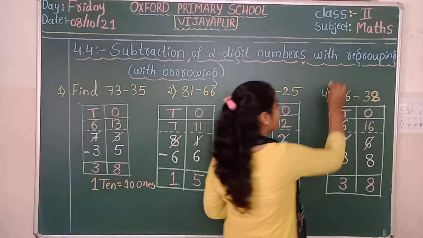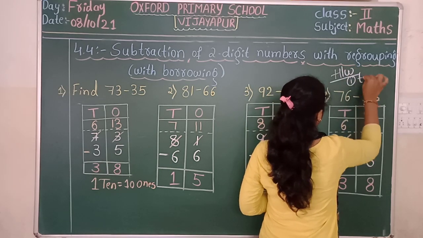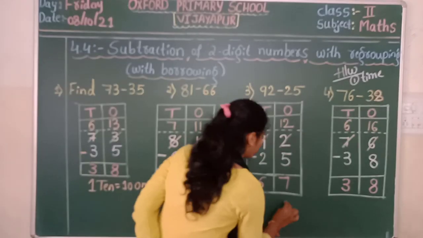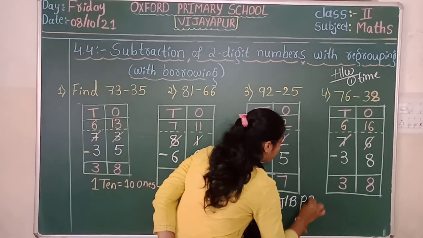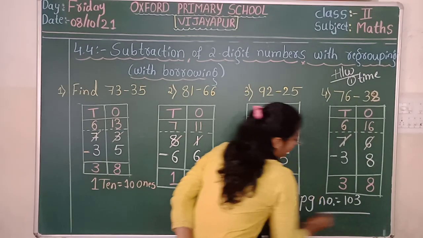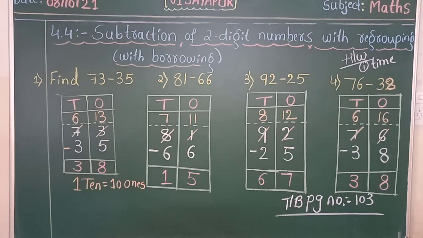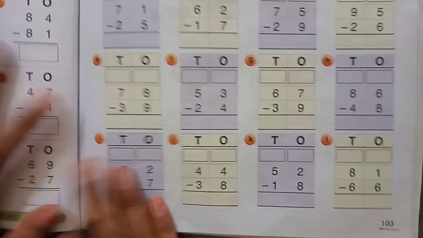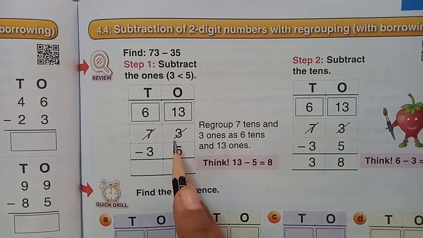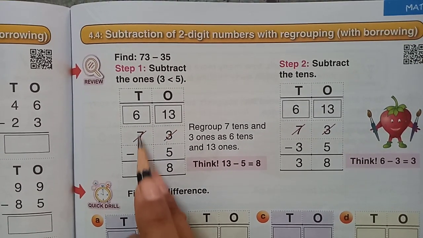You have to copy down in your notebook these 4 problems at one time. Then we will see some more problems which are present in the textbook, page number 103. See children, page number 103. We already learned the same example on the board. What we did? We regrouped 3 as a 13 and made 7 a 6.